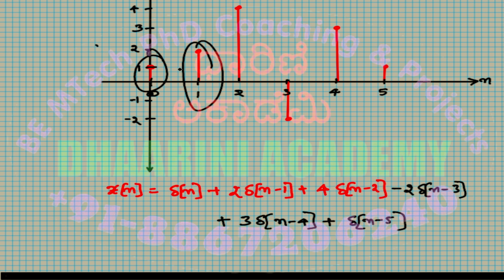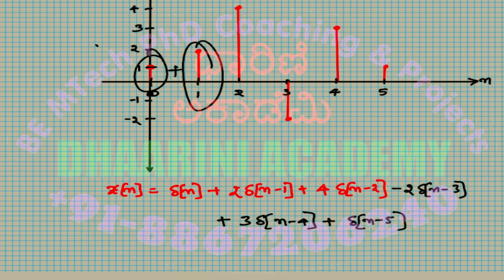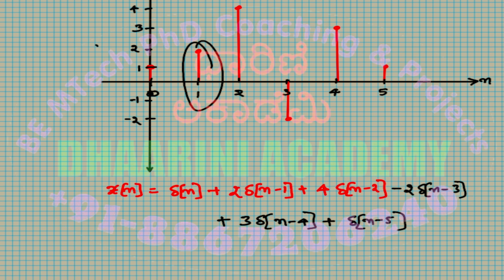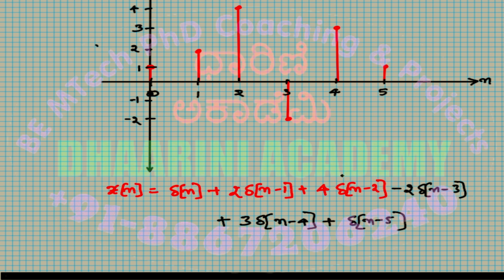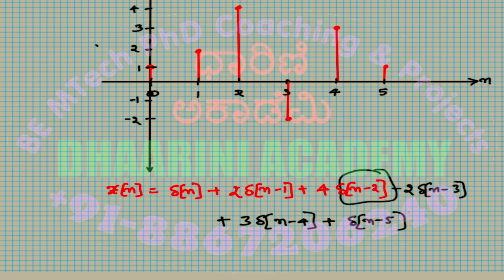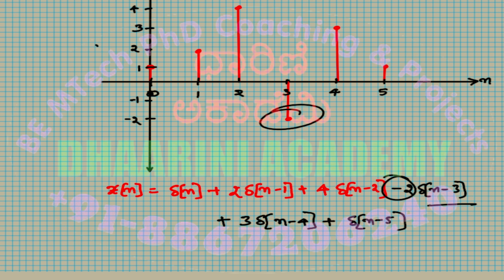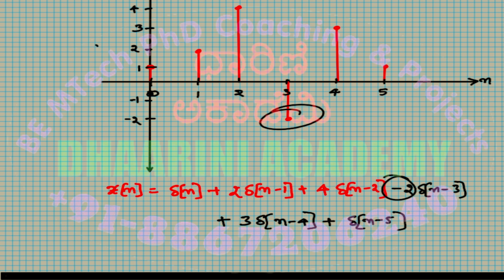For my previous value, I add this, so that's delta of n plus 2 times delta of n minus 1. Now repeat this further and add the next sample as well. The next sample has amplitude 4 located at 2, so it is 4 times delta of n minus 2. The next sample is minus 2, located at plus 3, so delta of n minus 3. And so on. The next sample is at 4, so this is 3 times delta of n minus 4, and so on.